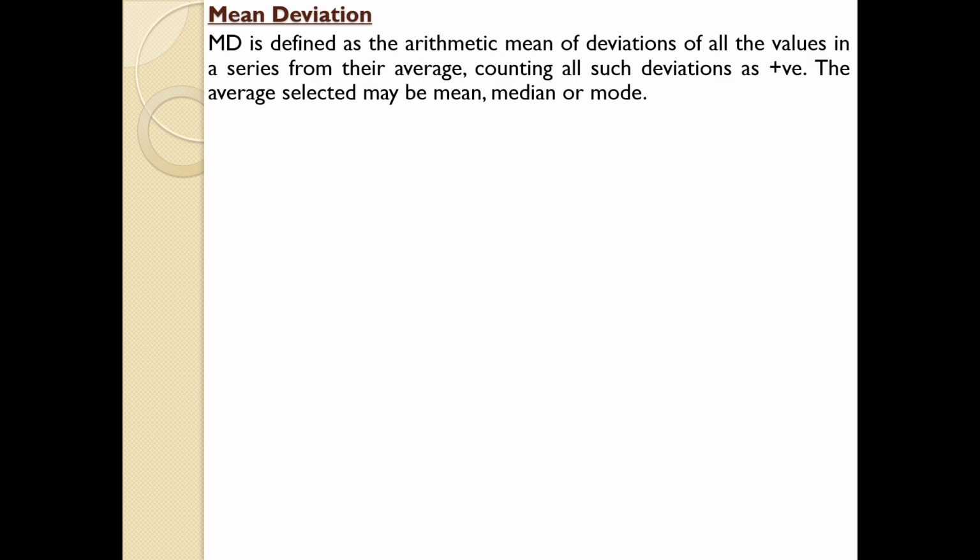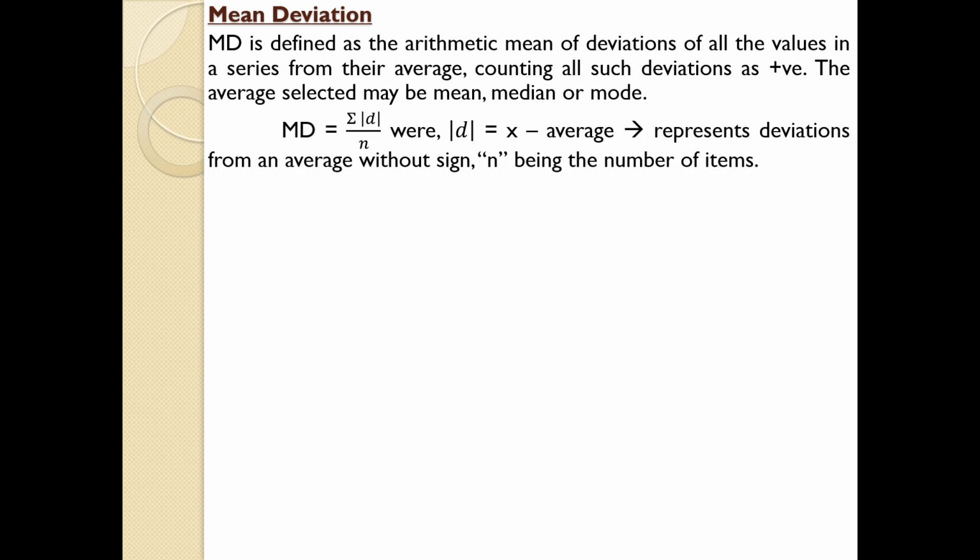So mean deviation is defined as the arithmetic mean of deviations of all the values in a series from their average, counting all such deviations as positive. Remember the sign, positive. The average selected may be mean, median or mode. Remember, for mean deviation you might be using mean, median or mode, any of the three methods to identify the variations. And the equation for finding the mean deviation is sigma d by n.